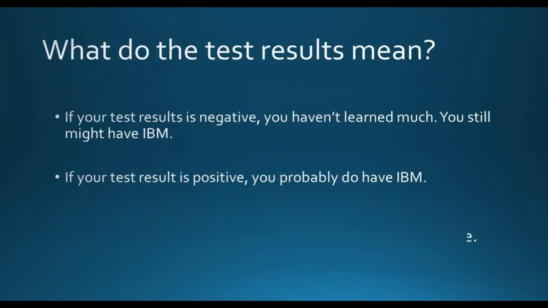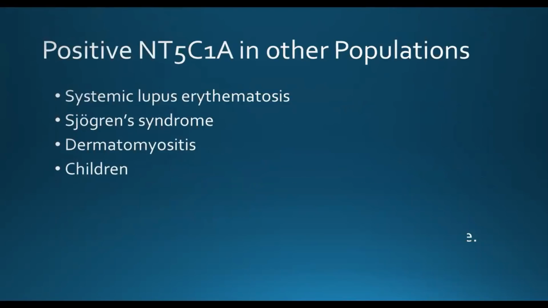That's kind of the take-home message. If you are suspected of having IBM and have a negative test, you haven't really learned very much. But if the test is positive, you probably have IBM. Now, it turns out that this antibody is sometimes found in other populations, not just IBM patients. But in none of these situations is it as common as it is in IBM.